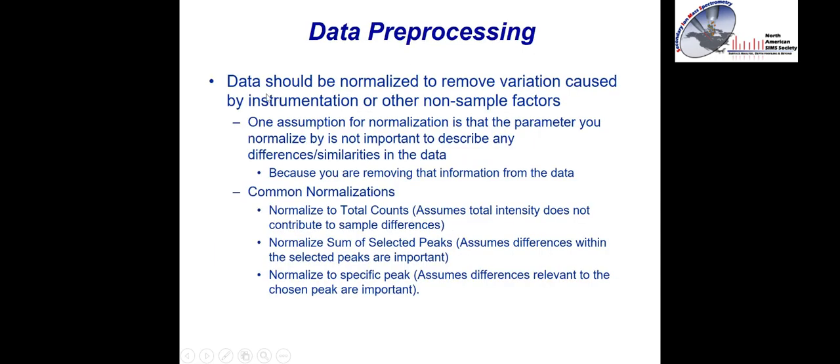But whenever you're reporting on data, it's important that your data should be normalized to remove variations that could be caused by the instrument. Whenever you do any kind of data processing, you're making an assumption about the data. When you normalize your data, you're assuming that the parameter you're normalizing by doesn't describe any differences within the data, because when you do the normalization, you're removing that from your data set. Some common normalizations are normalizing to the total counts or to the sum of a set of selected peaks or to a specific peak. The way you normalize will be determined by what you're trying to demonstrate in that data.